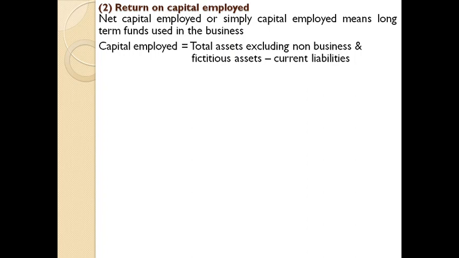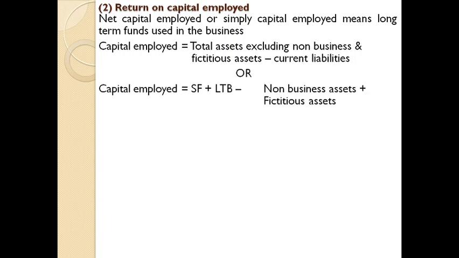And alternatively, capital employed can be calculated from the liability side of the balance sheet. The equation is capital employed equal to shareholders fund. As we all know, SF means shareholders fund. Shareholders funds include equity capital, preference share capital and reserves and surplus, plus long-term borrowings, which means LTB. Long-term borrowings, you all know, include bonds, debentures, and minus non-business assets plus fictitious assets.